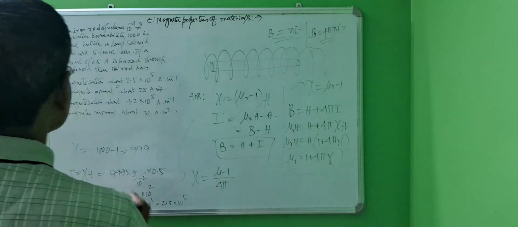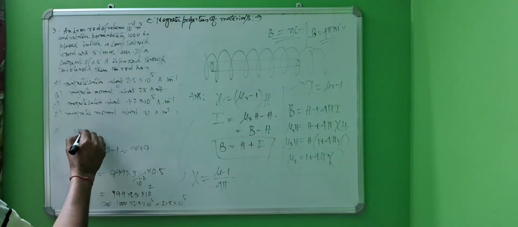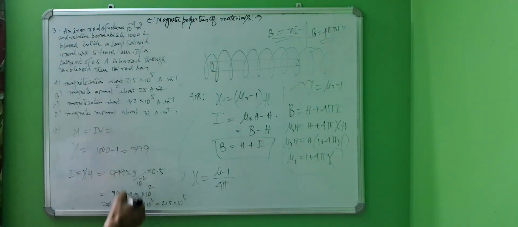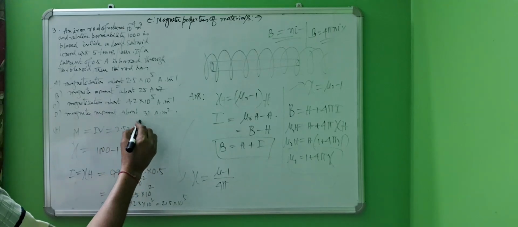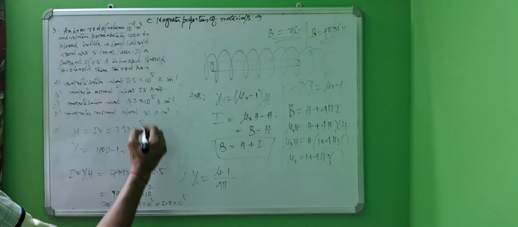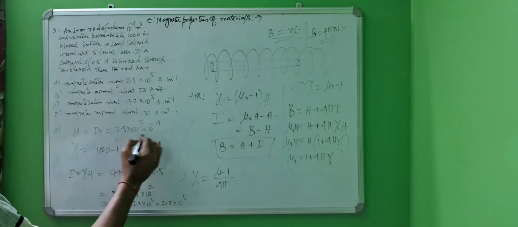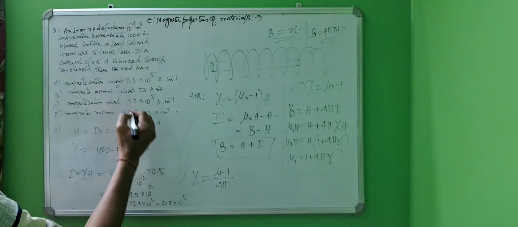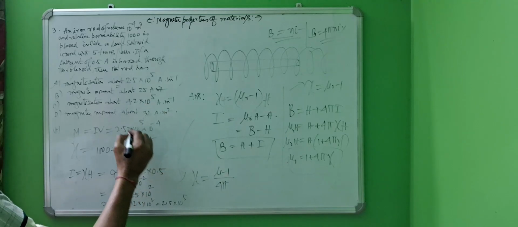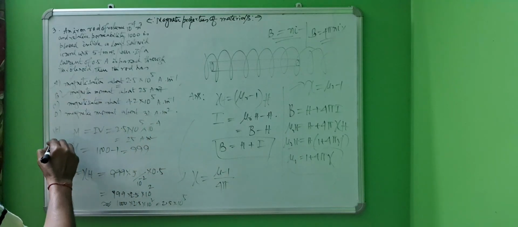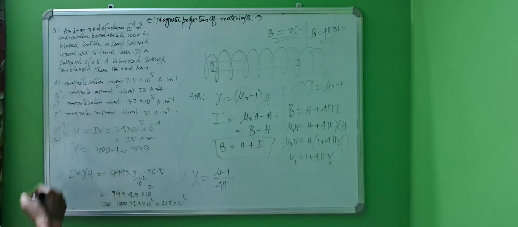Again, magnetic moment M is I times V. So I is here 2.5 into 10 to the power 5, into V given as 10 to the power minus 4. So 25 ampere meter square. So B is also a right answer. Answers A and B.